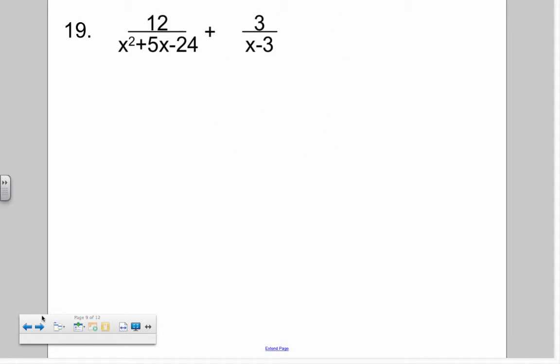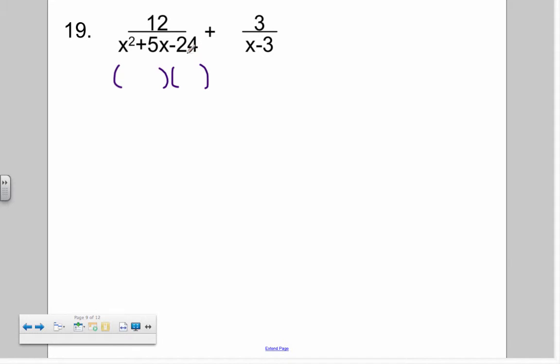Okay, number 19, we have 12 over x squared plus 5x minus 24, plus 3 over x minus 3. Again, I need to find common denominators, and in order to do that, I need to make sure that I have things fully factored. So I need to factor x squared plus 5x minus 24. This is a quadratic trinomial, and I want to find out, are there two numbers that multiply to negative 24 and add to 5?